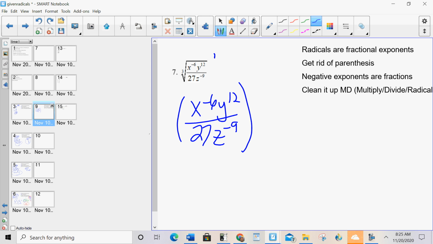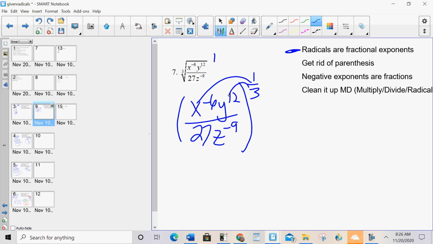The power is 1. The root is 3. Get rid of parentheses. I want you to try and finish this problem off from here. Please pause, complete number 7, and then unpause. Now that you tried number 7 on your own, let's see if you got it right.